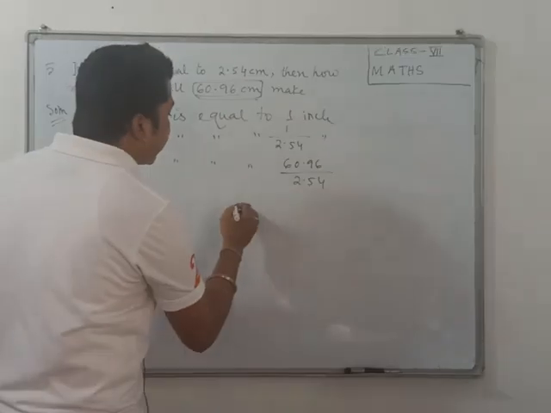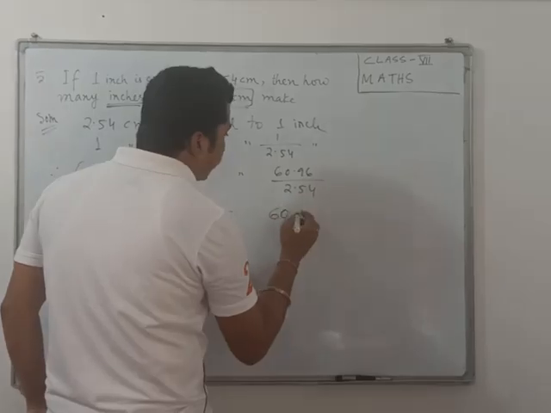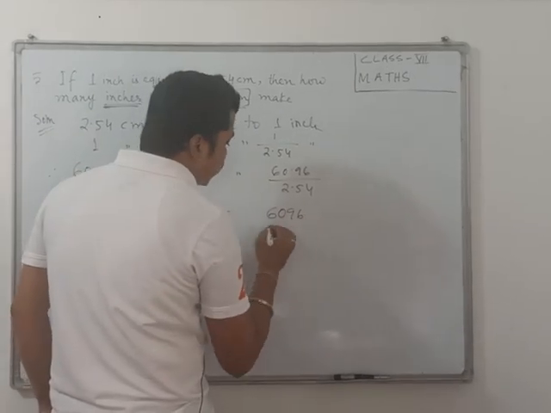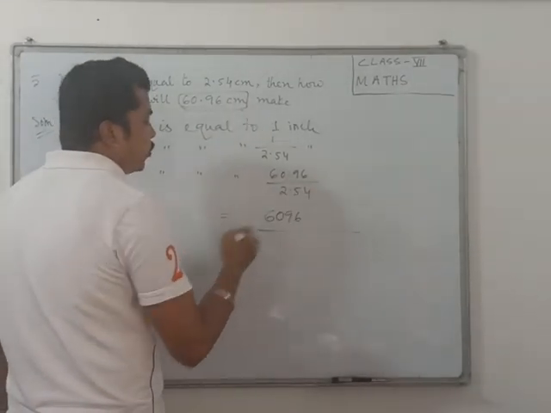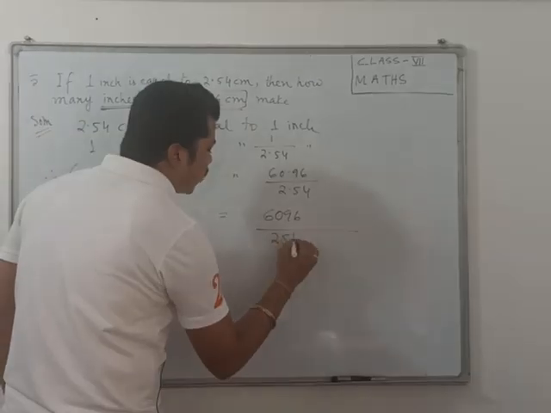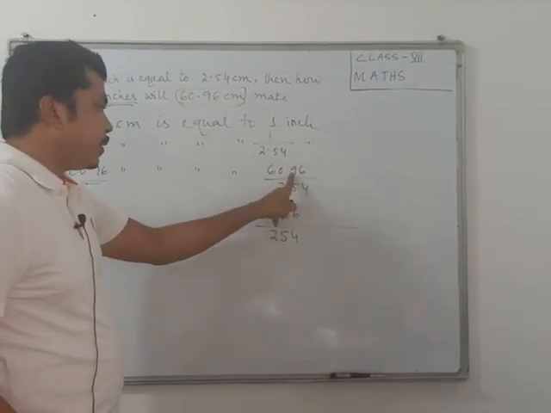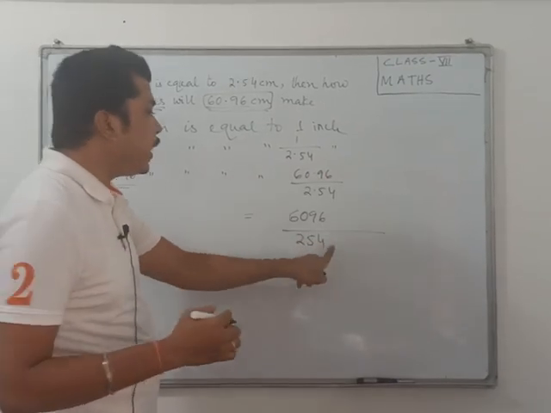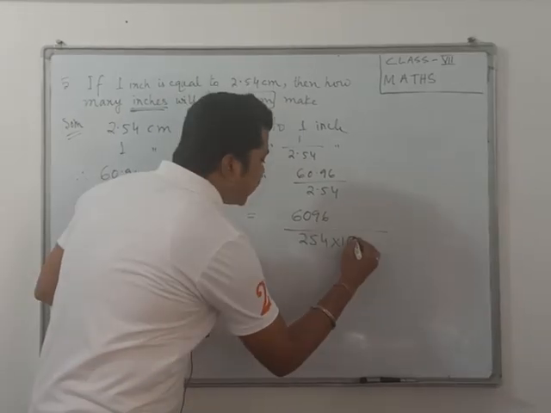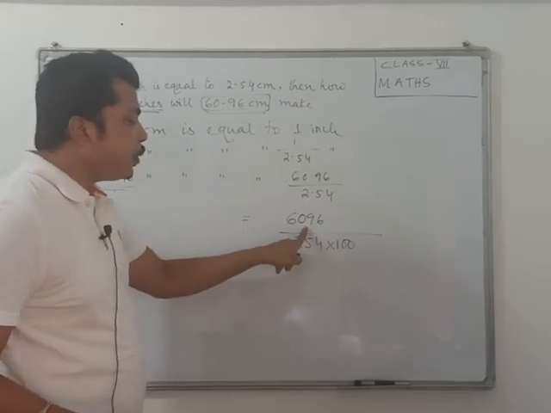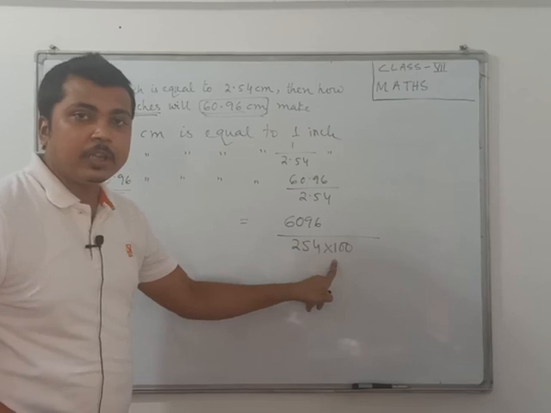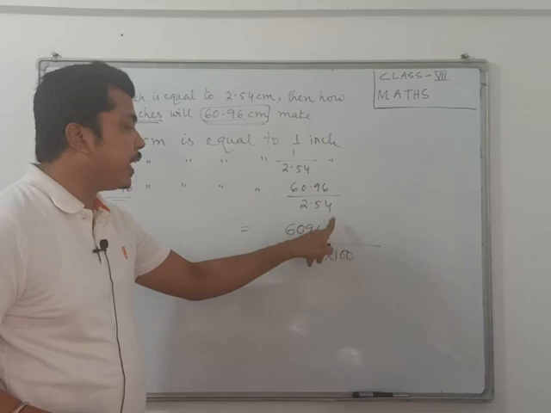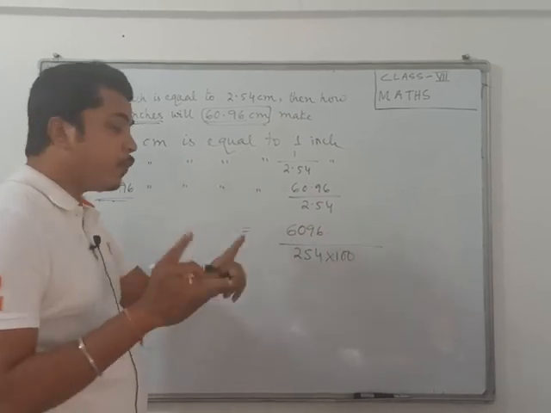So did you remember what I said? If you remove the decimal from numerator, the number will be 6096. Yes or no? And if you remove the decimal from denominator, the number will be 254. Now from numerator, after decimal, how many digits are there? 2 digits. That means you have to add 00 along with 1 in the denominator. Upper side, if you remove the decimal, you have to add 0 in the denominator. And from denominator side, if you remove any decimal, you have to add zeros in the numerator. You have to follow this thing.